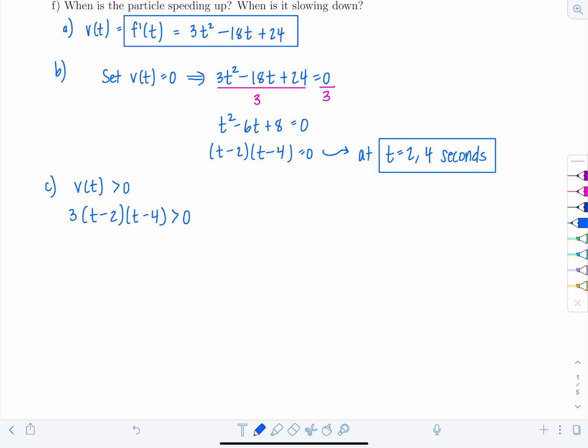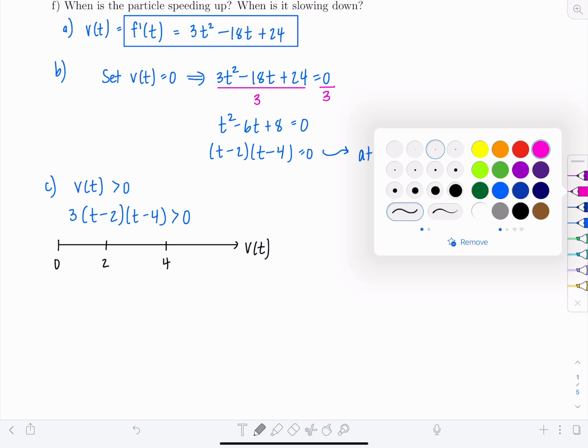Do you remember how to solve quadratic inequalities? If not, I'll link a video up here. You have to make a number line and test your intervals. t starts at 0, so I'm not going to draw to negative infinity. I'm going to start my number line at 0. This is for v of t, and then you list the zeros from the quadratic equation on the number line. And then you test each interval.